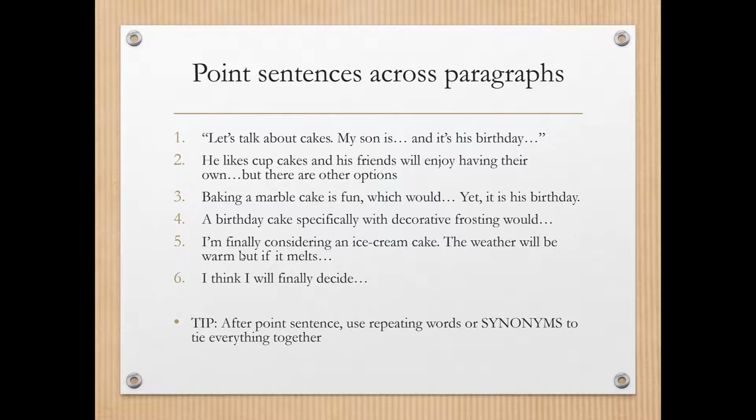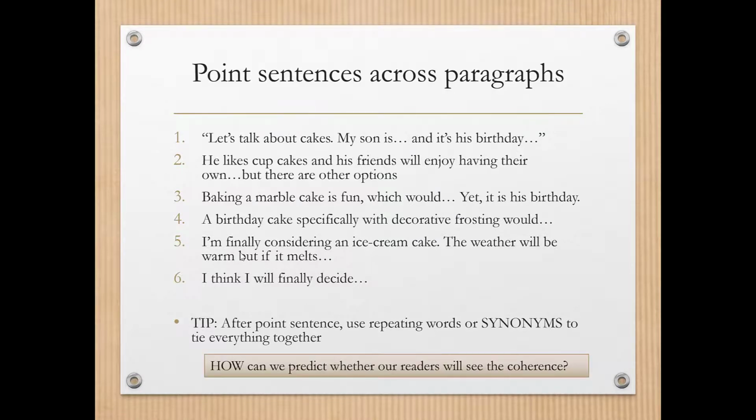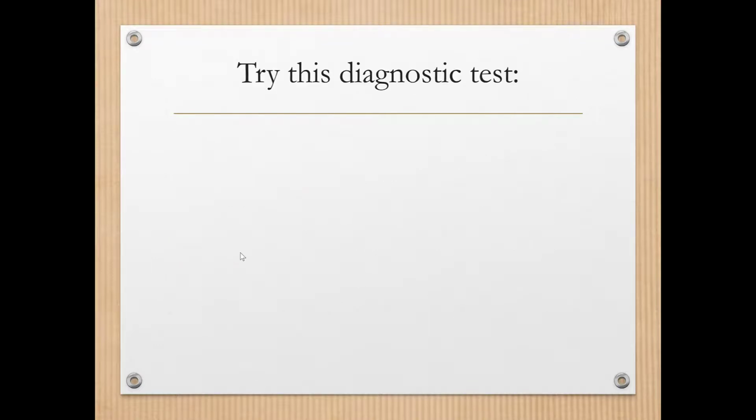So a top tip here: after the point sentence, another idea is to use repeating words that always connect back to that thematic string. So lastly, how can we predict whether our readers will see coherence in something that you're writing? Maybe it's not so simple as cakes for a birthday party. And of course, when we're considering scientific writing, sometimes the concepts are hard, and we must make absolutely sure that these concepts are tied together to one thematic string. So here's a diagnostic test for you to consider.